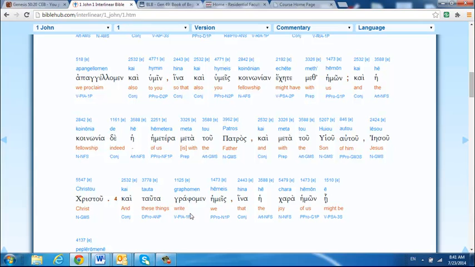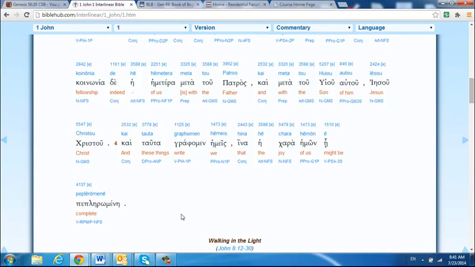Kai tauta graphomen hemeis, hina he chara hemon e. And we are writing these things to you. Hina, in order that, okay, there's going to be a purpose or result clause here. There's going to be a subjunctive somewhere, and there's the subjunctive. In order that our joy might be peplerOmene, might be having been filled.